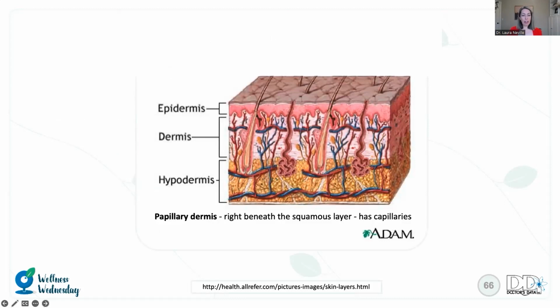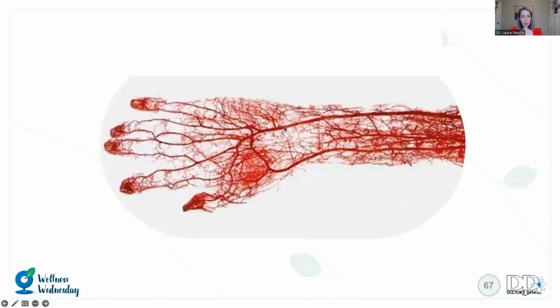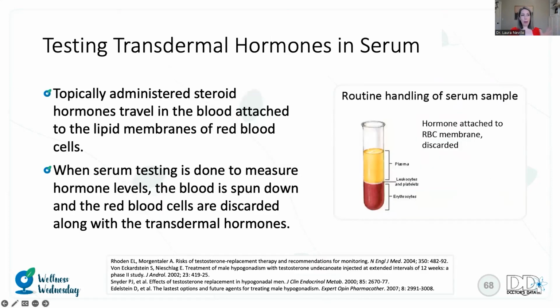And think about this. You're going epidermis, dermis, hypodermis. This is where the patient's applying it. It's getting right down into these little capillaries, and then these capillaries are moving this all to the tissue where it's going to be passed to that tissue via free diffusion. So that's another aspect of why serum testing is maybe not the best to track transdermal hormones.